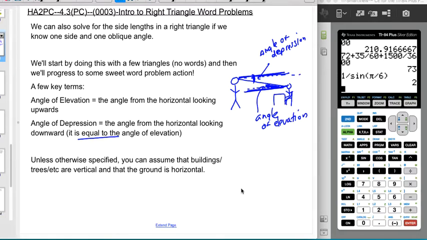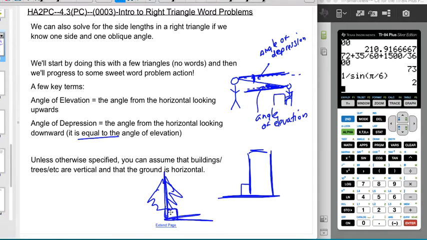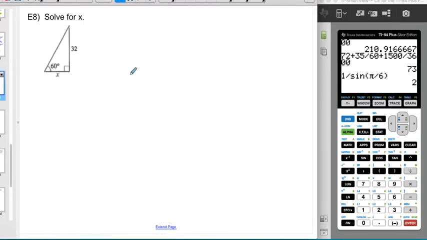Unless otherwise specified, which will happen eventually, but unless we say otherwise, you can assume that buildings and the ground make 90-degree angles. You can assume that a tree and the ground make a 90-degree angle. You can assume that until we tell you otherwise, which won't really happen until chapter 6. Okay, so let's go ahead and do a little bit of practice without words.